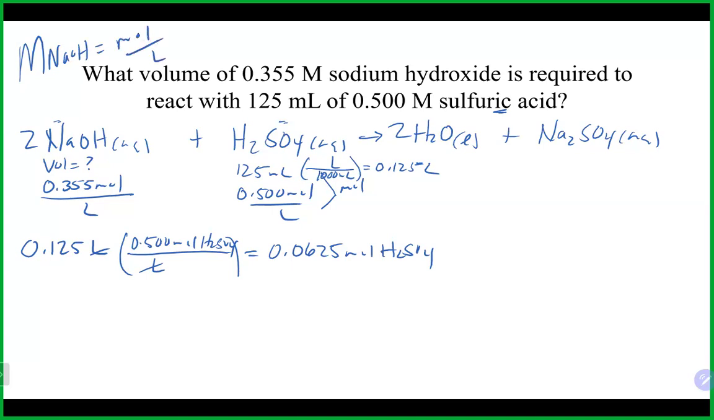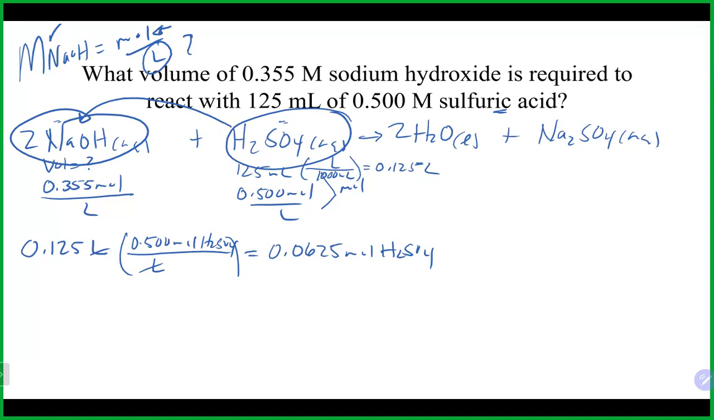And we think about our sodium hydroxide, we're looking for the volume. We have the molarity. So really what we're doing right now, again, is trying to use stoichiometry to get to the moles of sodium hydroxide. And that's what we could do. In this case, it is a 1:2 relationship there.